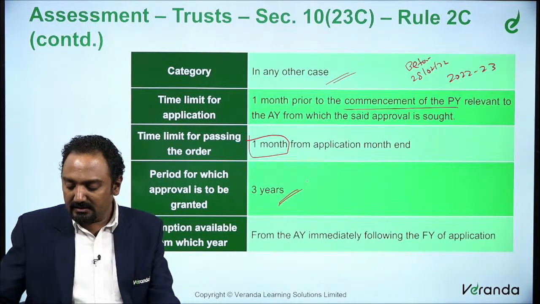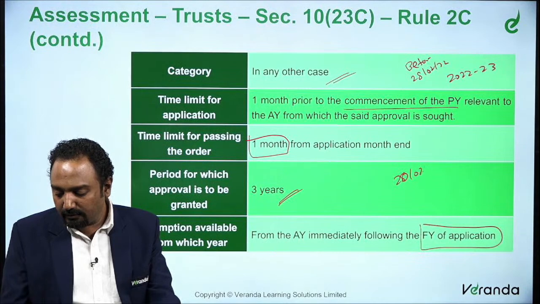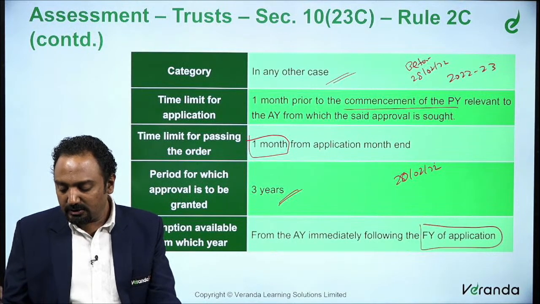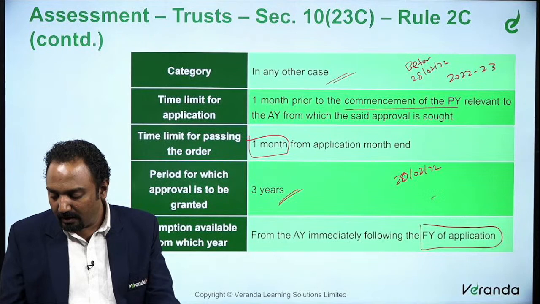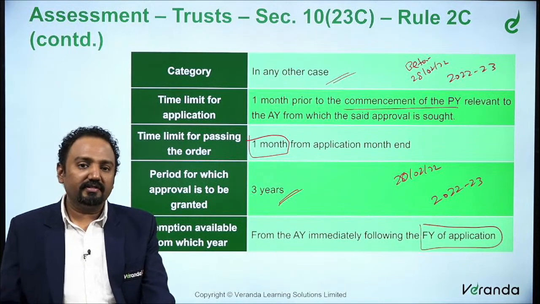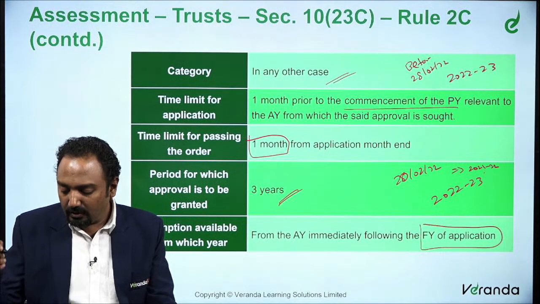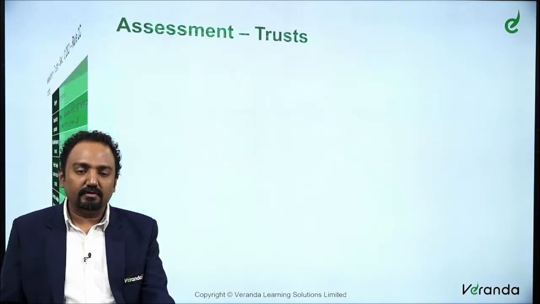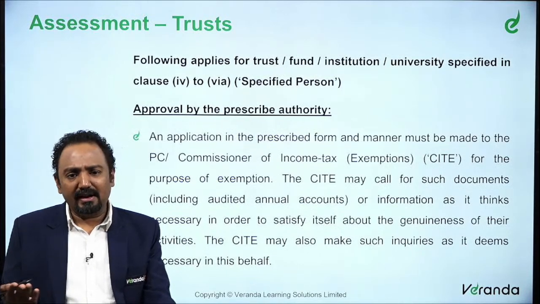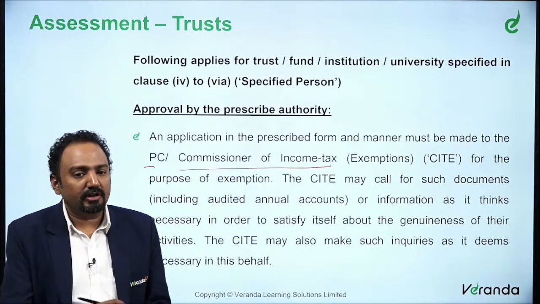And the period is granted for 3 years immediately following the financial year of application. So if you are filing on, let's say, 20th February 2022, you will be filing it in this particular year. Now you are eligible for the assessment year immediately following the financial year, that is, it will be applicable for 2022-23. So the application financial year is 2021-22, and the assessment year is the one immediately following. So this has to be made. Earlier it was supposed to be made through a manual process before the principal commissioner or commissioner of income tax.